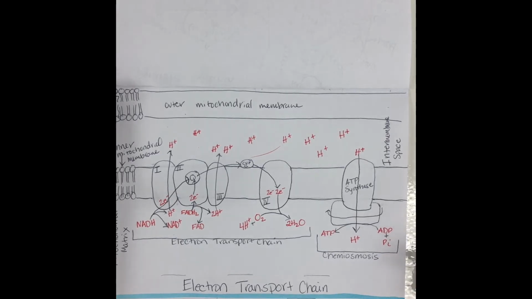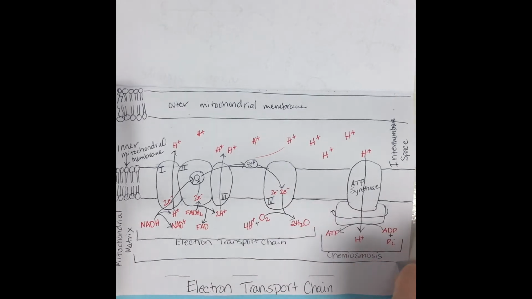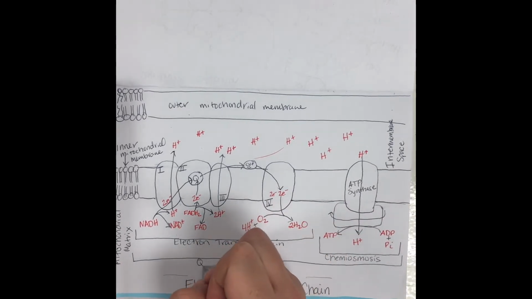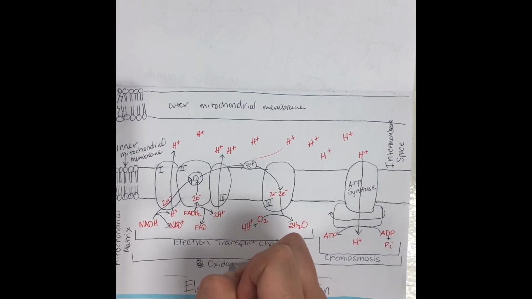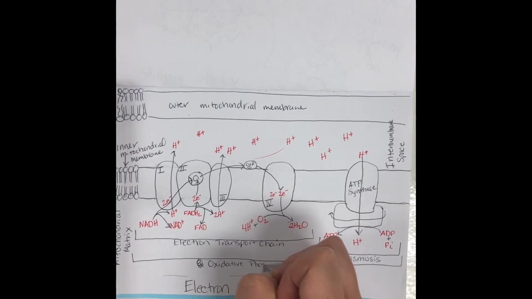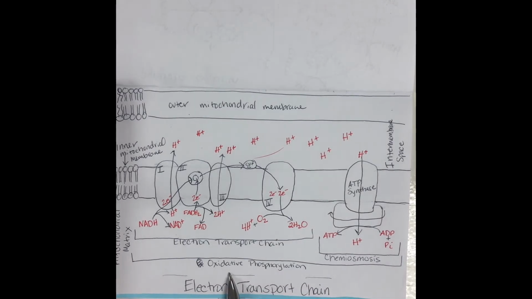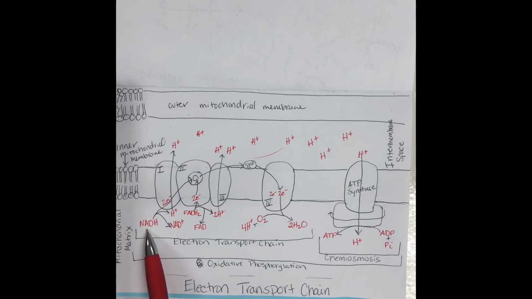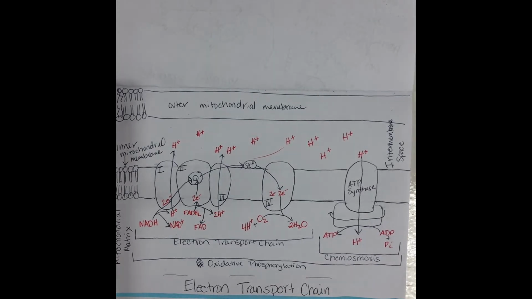in the intermembrane space. So this whole thing is actually not called the electron transport chain. The electron transport chain plus chemiosmosis is actually called oxidative phosphorylation, okay? It's called oxidative because oxidation is losing electrons, so all of our electron carriers are losing their electrons, and it's called phosphorylation because we're phosphorylating an ADP.